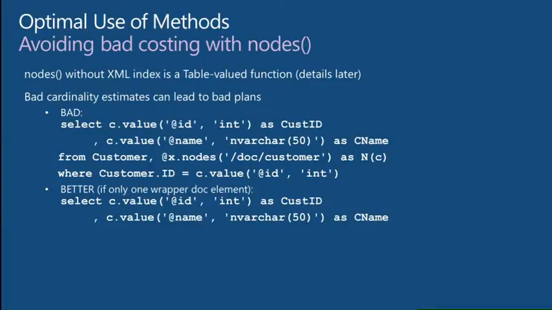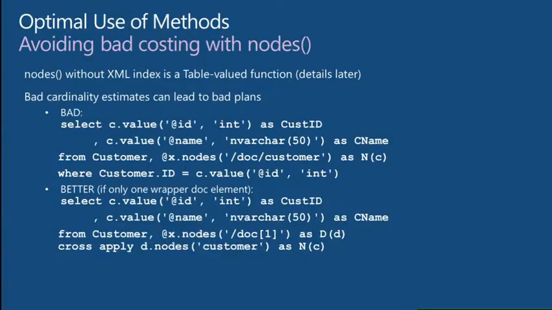Now, one way to influence that is if you know that you, for example, only have a single wrapper document here called docx, then you can actually put it in like this, cross-apply, and in this case, since we know doc bracket 1 is always a single element, we actually can give that thing a cardinality of 1 in the query optimizer plan statistics. And what will happen is that maybe we get a better plan that way.